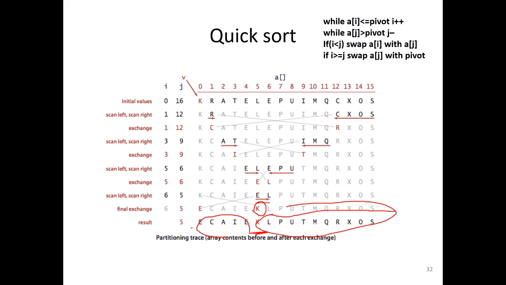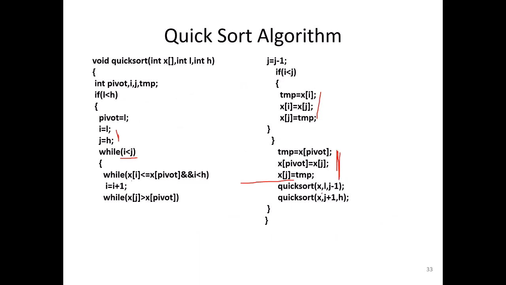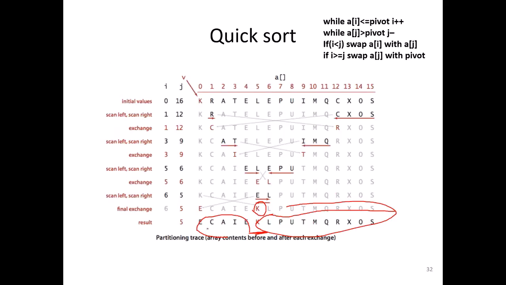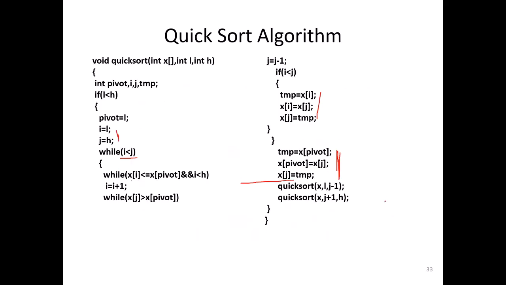We recursively call the quicksort algorithm by using quicksort of x comma l comma j minus 1. This is from position 0 to j minus 1, and this is the j-th position element. In the next quicksort call we pass the elements from j plus 1 to n minus 1, that is h, so we pass x comma j plus 1 comma h. So by using the pivot element we can arrange the elements in ascending order.